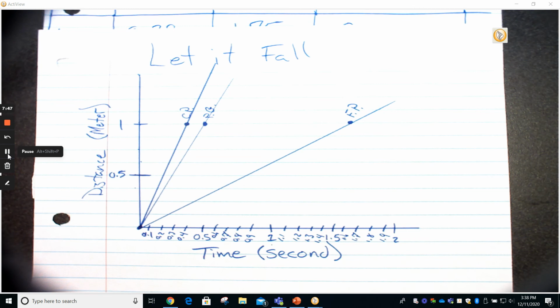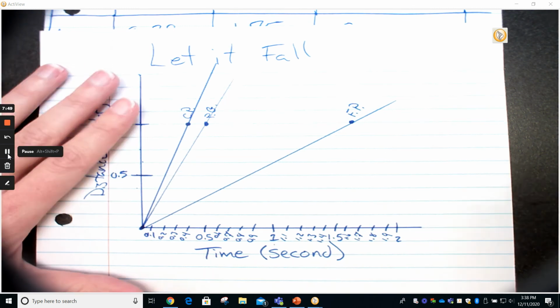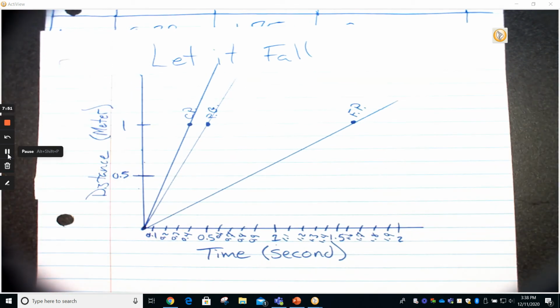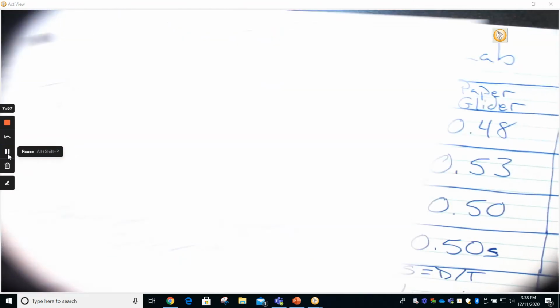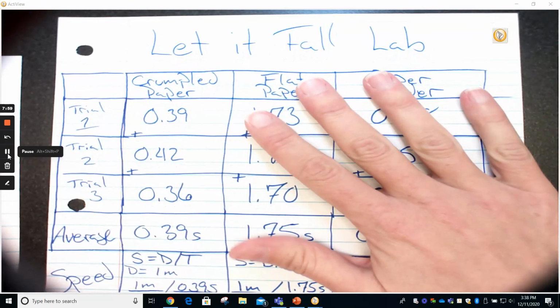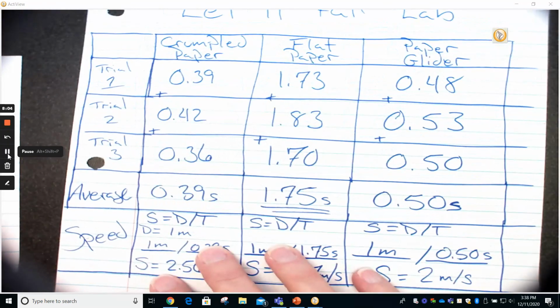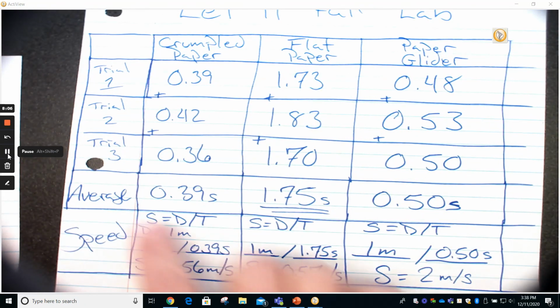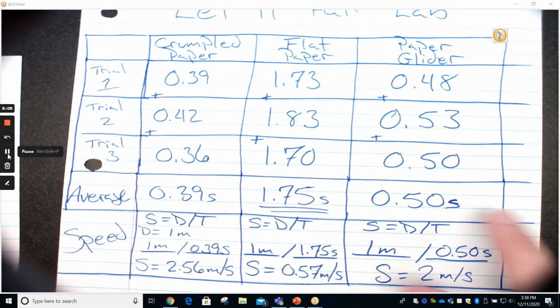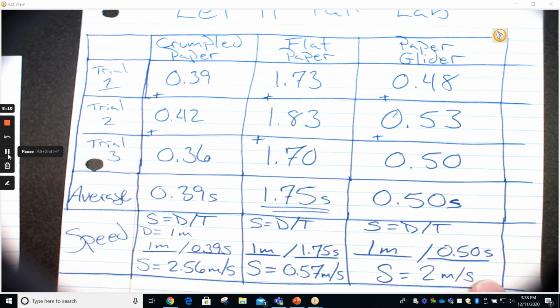Okay, y'all, this is the distance time graph for the Let It Fall lab. When you make your graph, I want you to take a picture of it and send it to me in an email. You can take a picture of your graph and a picture of your Let It Fall table with all of your trials on it, and show me where you did your math to find your average speed or your average time of fall, and then your average speed right here.